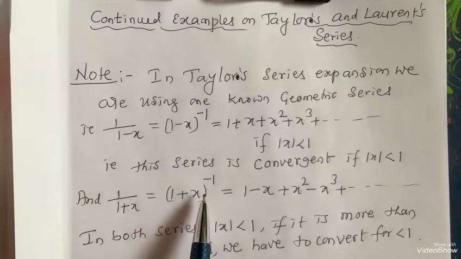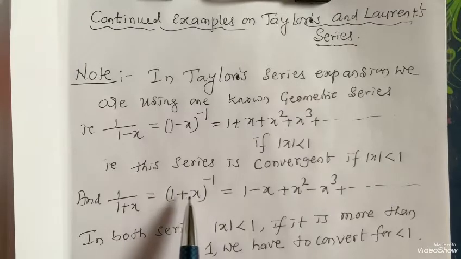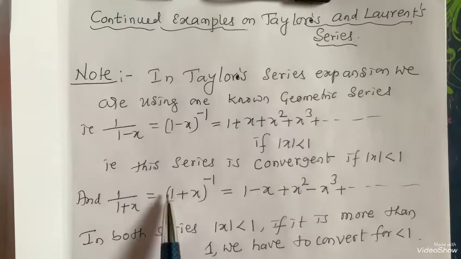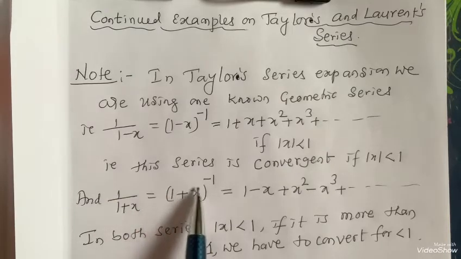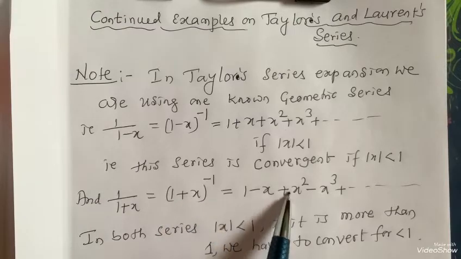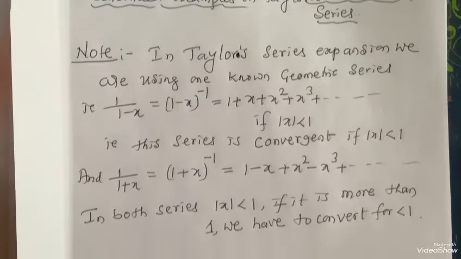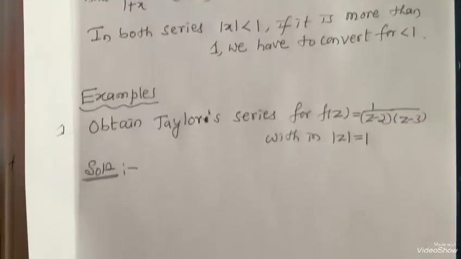Suppose it is more than 1, then you have to convert every factor into the form of 1 plus or minus x. If there is any number, you have to take it outside and make it in the form of 1 plus or minus x. So in both series, mod x should be less than 1. If it is more than 1, you have to convert it to less than 1 and proceed. In the examples you will come to know how to convert. So I will take examples.